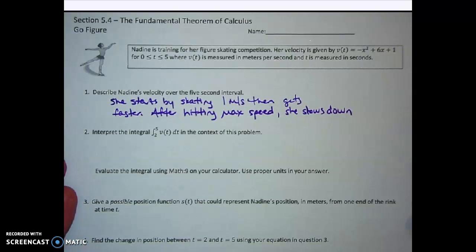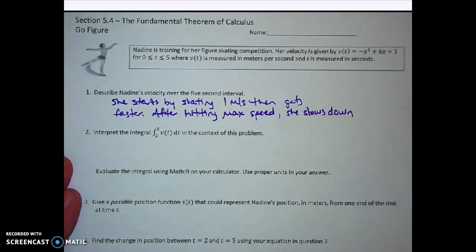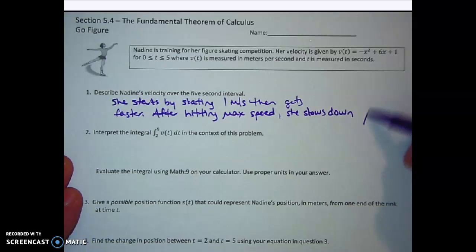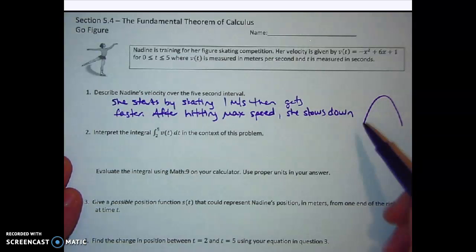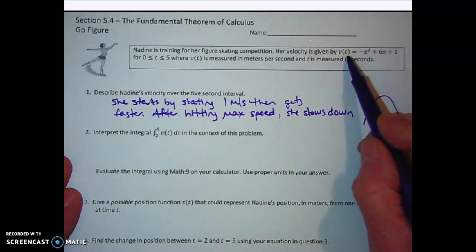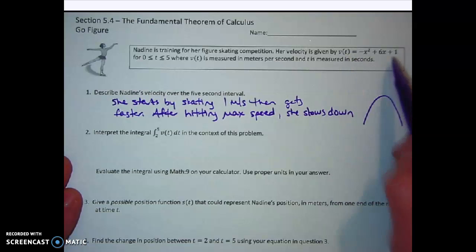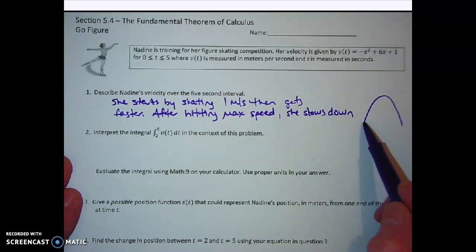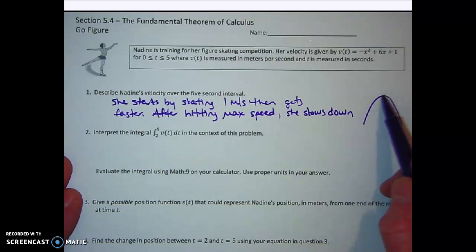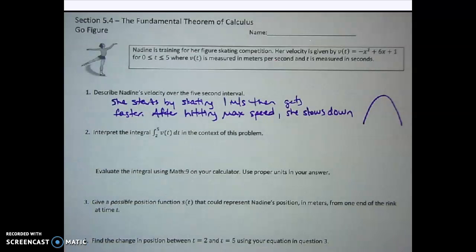So v of t is our velocity function, and if we look at that equation, we notice that it's a parabola that opens down. So when she starts at time t equals 0, she starts off at 1 meter per second, and then she's getting faster and faster, and when she hits her max speed, she then starts to slow down. So now I'd like you to interpret this integral of 2 to 5 of v of t dt in the context of this problem. What does it mean in the context of this problem?